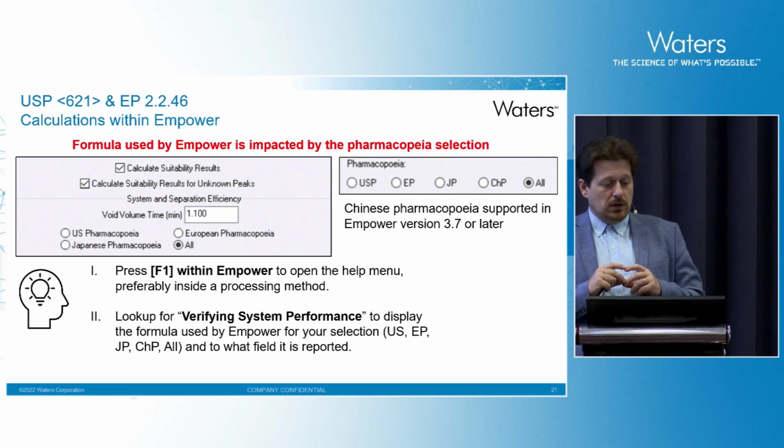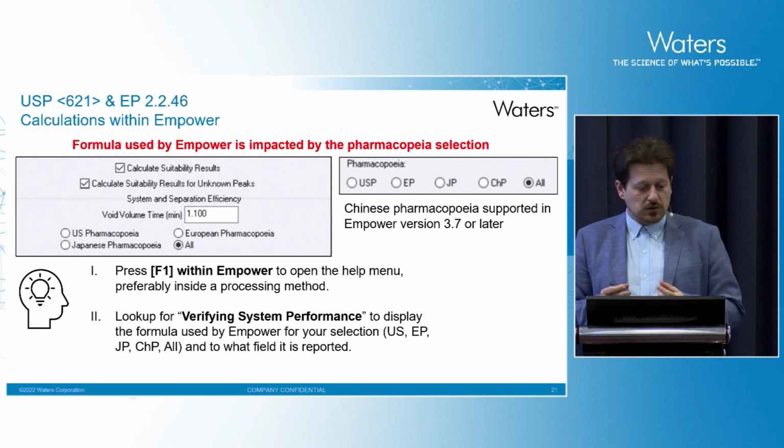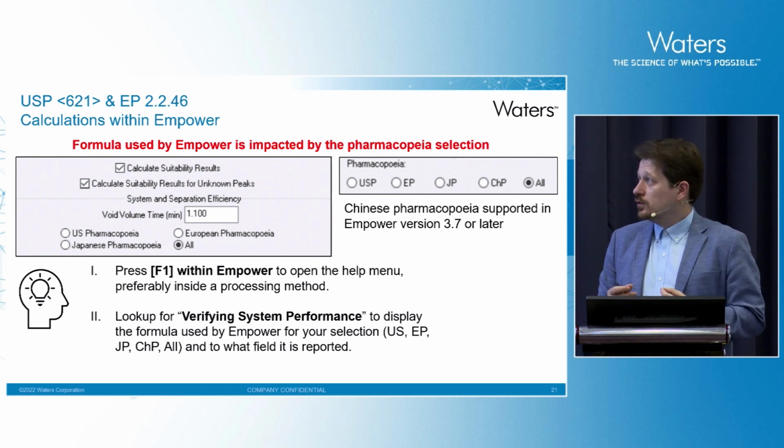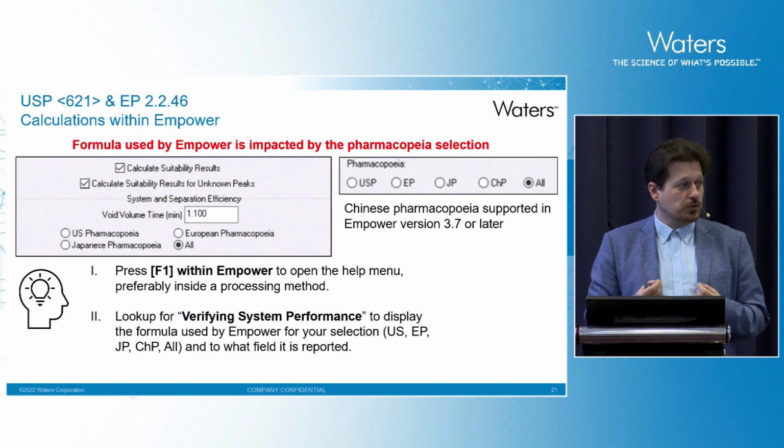When you're in a processing method within Empower, where you set up the integration, you have in the System Suitability tab the option to select which pharmacopoeia has to be used to do the calculations. And depending on your selection here, Empower may use a different formula in the background when processing the data.